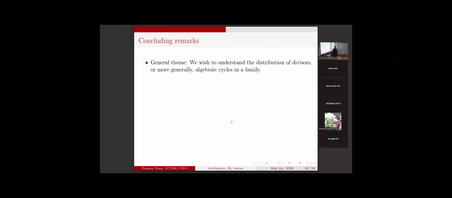Okay. So finally, I want to say the general theme of the kind of questions we're studying. In general, we wish to understand the distribution of divisors, or more generally, algebraic cycles in a family of varieties. And over C, a lot is known by studying variations of Hodge structures. In the past decade, there have been lots of very exciting developments on this side.